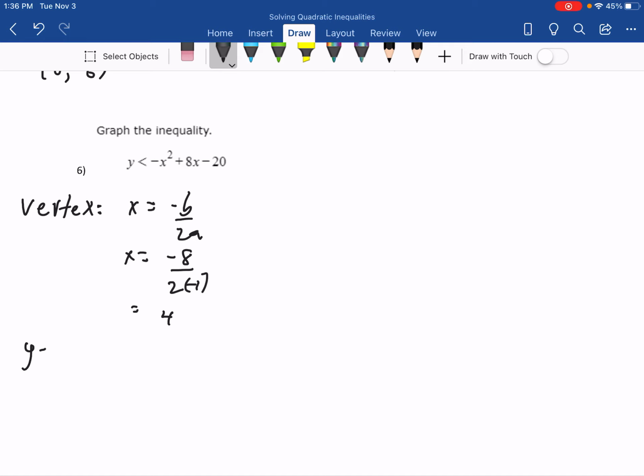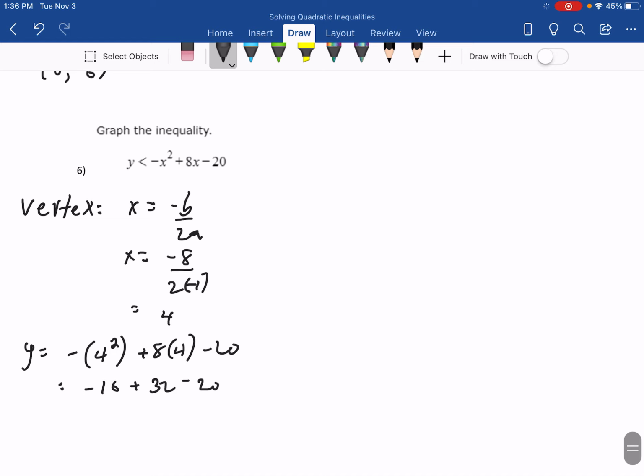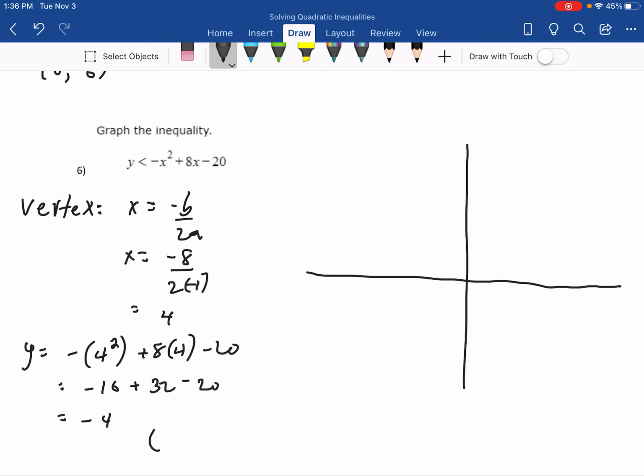We get the y coordinate of the vertex. We'll substitute in 4, so it's going to be negative 4 squared plus 8 times 4 minus 20. So we got negative 16 plus 32 minus 20. So we've got 16 minus 20. Sorry. Yeah, 16 minus 20, which is negative 4. So the vertex is at 4 comma negative 4.